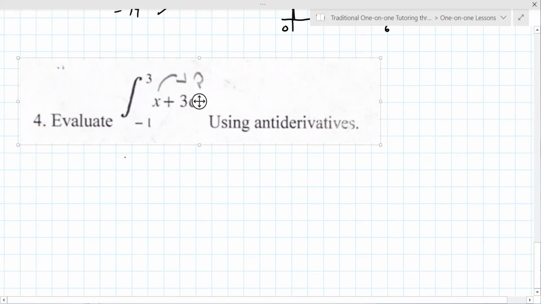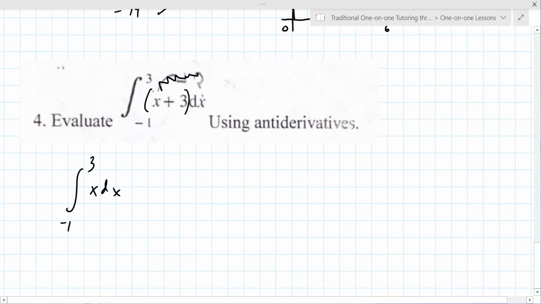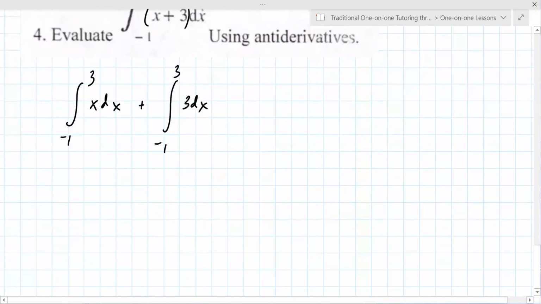So when I look at this here, this really should be in parentheses just for clarity. You might have chosen to break it apart: integral from -1 to 3 of x dx plus integral from -1 to 3 of dx. That would have been okay. I just didn't know what the antiderivative was.